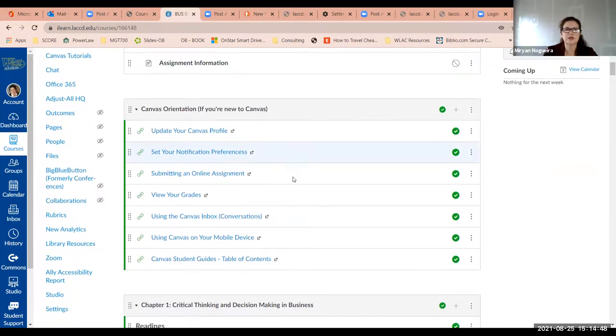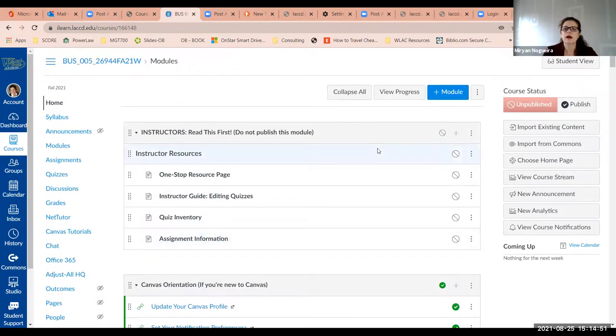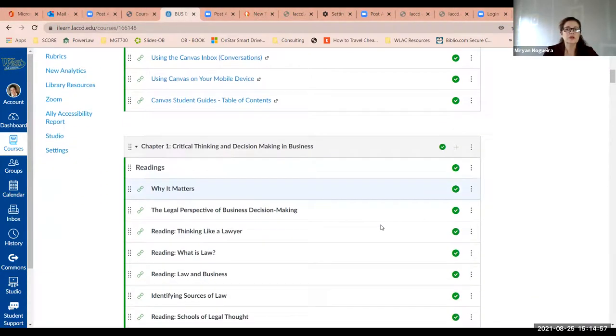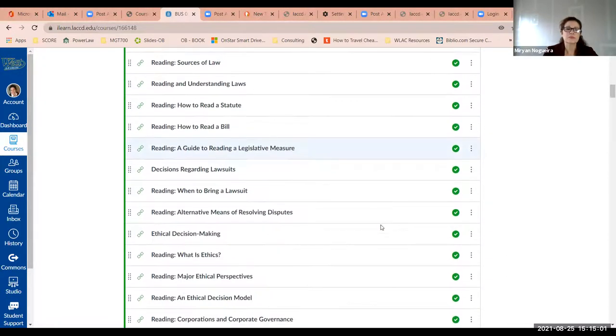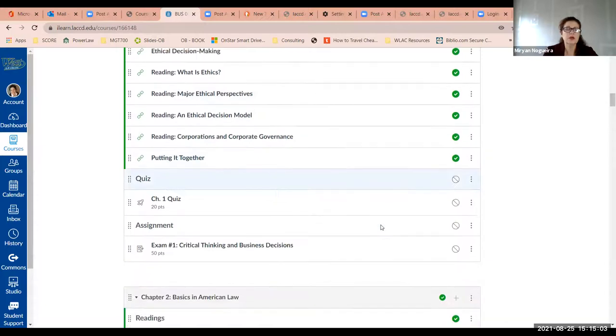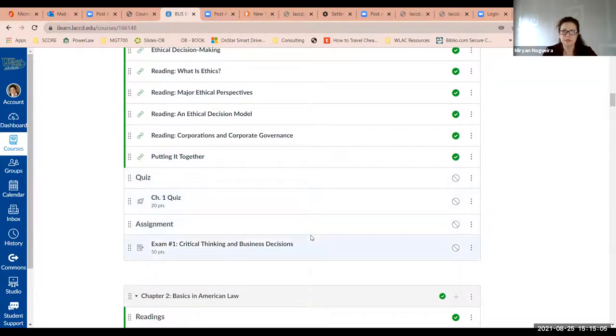It has the Canvas orientation. This is all published, but my course is not published yet, as you can see on the right-hand side over here. So here is a skeleton, right? Basically, all I have is readings, which is the chapters of the book, a quiz, and an assignment. So your job now is to make sure you go to the quiz, and the quiz is appropriate.